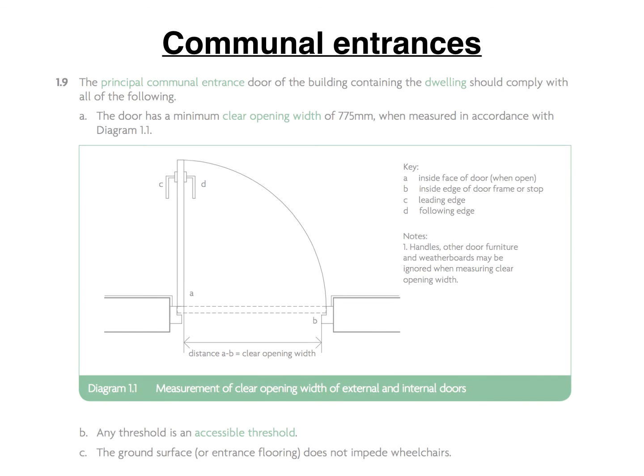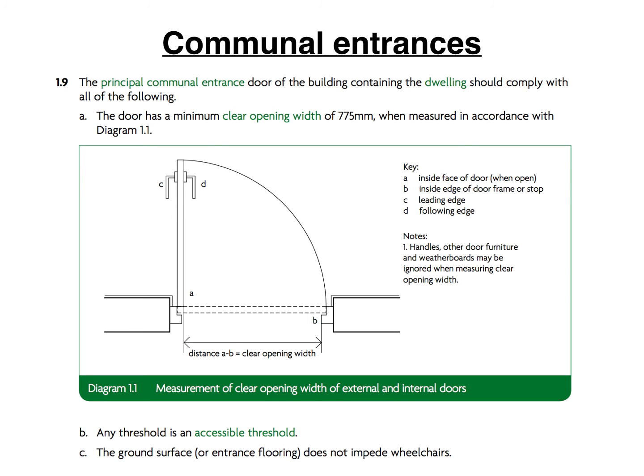Communal entrances. The principal communal entrance door of the building containing the dwelling should comply with the following. The door needs to have a minimum clear opening width of 775 millimeters when measured in accordance with the diagram below. As you can see, handles and other door furniture can be excluded when measuring this width. Any threshold needs to be an accessible threshold, and the ground surface or entrance flooring needs to not impede wheelchairs.